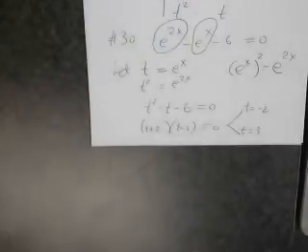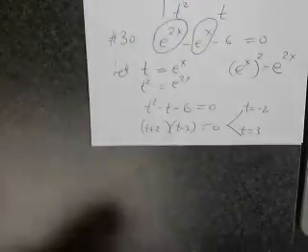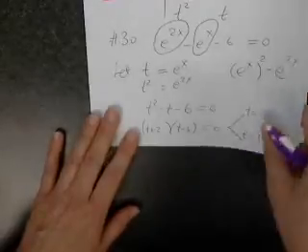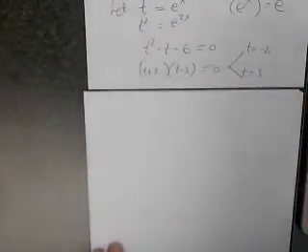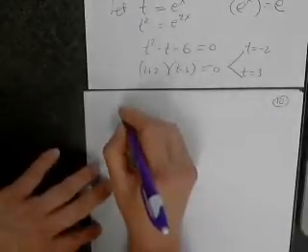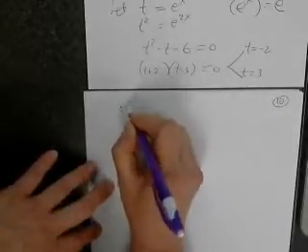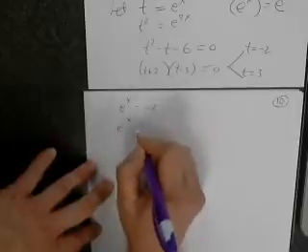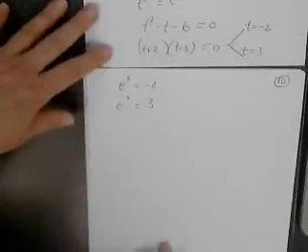But this is not good enough. It's good, but it's not good enough. Because now I do have 2 more equations to solve. What equations? Yes, e to the x equals -2 and e to the x equals 3.